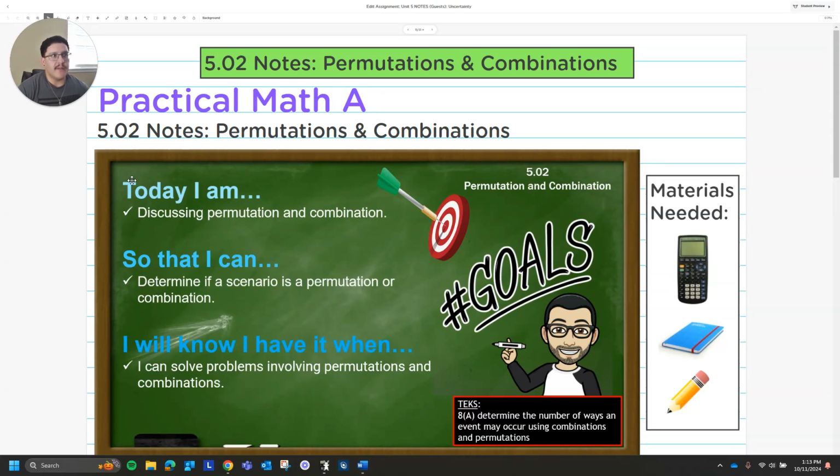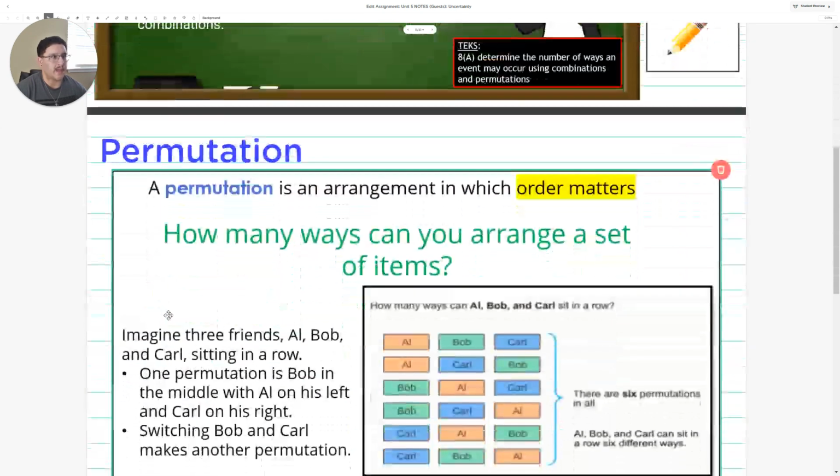This is section 5.02 from Unit 5 Notes, Permutations and Combinations. Today I am, as in you are the student, discussing permutations and combinations so that I can determine if a scenario is a permutation or a combination. I will know I have it when I can solve problems involving permutations and combinations. Specific TEKS we're looking at for today's lesson is 8A.